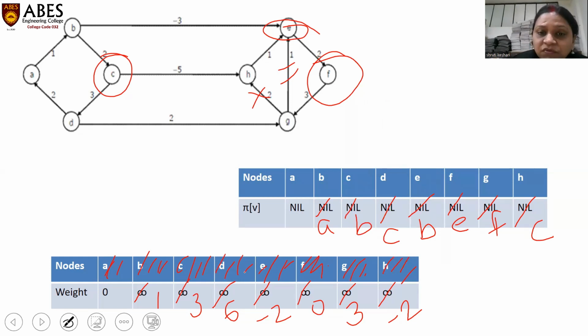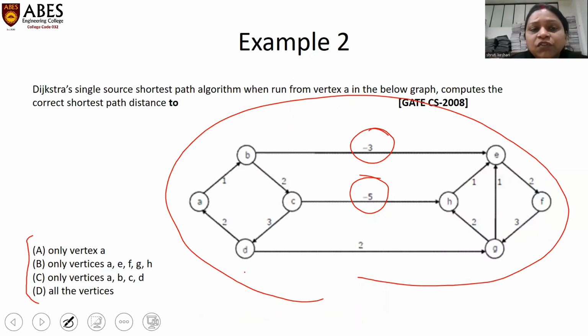So in that case, when we go for the question, what will be the answer? It's saying that using this graph, if we apply Dijkstra's algorithm, which one will be the right choice, the correct shortest path? So here you can see that all the vertices are getting the minimum value. No such vertices are there which will get affected just because of negative weight, right? So here the answer is D.